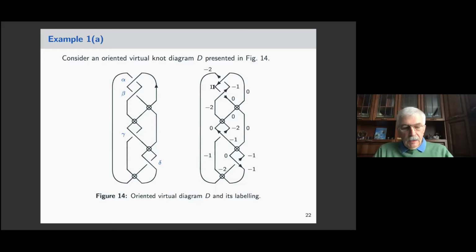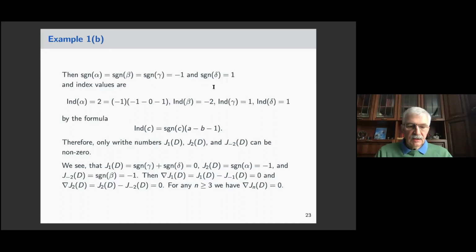We have a virtual knot diagram with a labeling, and from this labeling we can get all the information and present it here. So for classical crossings we can find signs. For three of them the sign is minus, and for one of them the sign is plus. Also we can calculate indices: the index at alpha is equal to 2, at beta minus 2, at gamma 1, and at delta 1. We calculate them by the given formula.